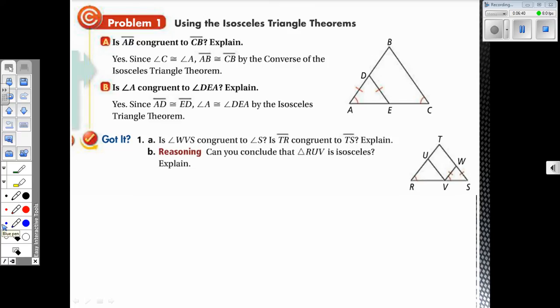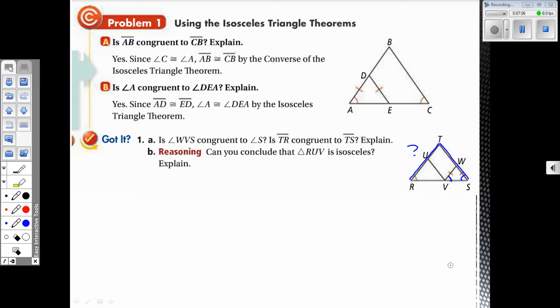Is angle WVS congruent to angle S? Is this angle and this angle congruent? Yes, because the base angles are congruent, the sides opposite will be congruent, right? By the converse of the isosceles triangle theorem, right? Is TR equal to TS? Yes. Why? These angles are the same.